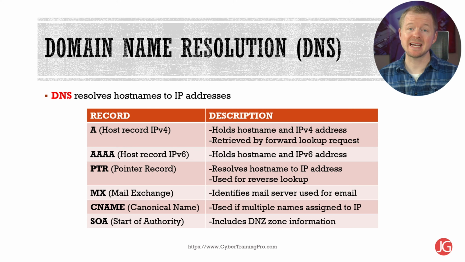Domain name system, or DNS, is a protocol used to resolve host names to IP addresses. A good example of DNS at work is if you try to visit a web page, your computer is going to ask for the IP address of the domain name. Then the DNS server is going to return the IP address so that you can route traffic to the correct location. On the screen, you can see different types of DNS records that exist.